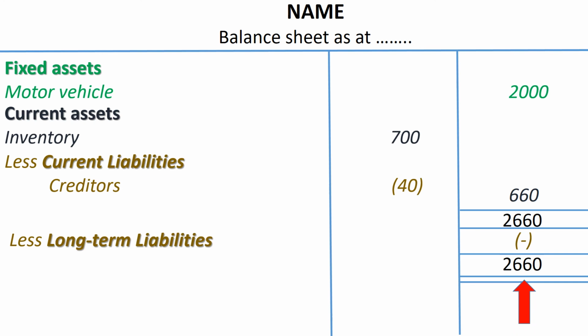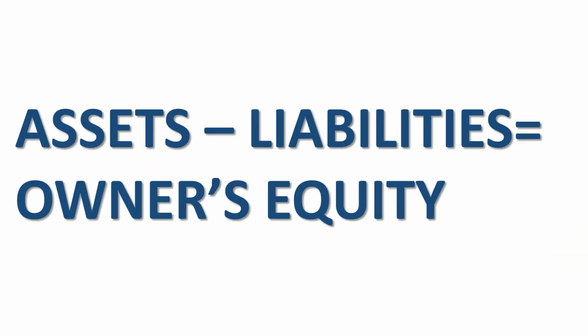This brings us to the accounting equation. Assets minus liabilities is equal to owner's equity. It is called a balance sheet because at any time, each side of the equation should balance out.